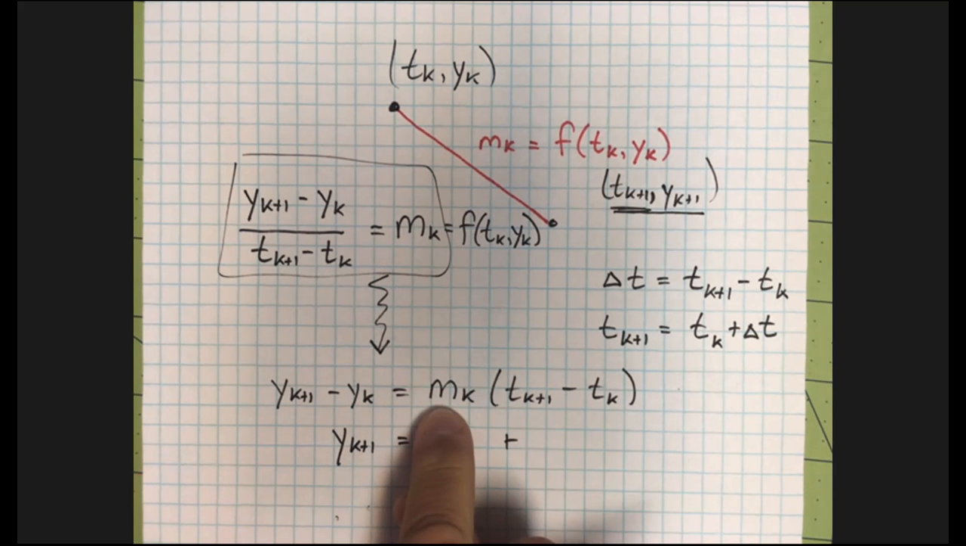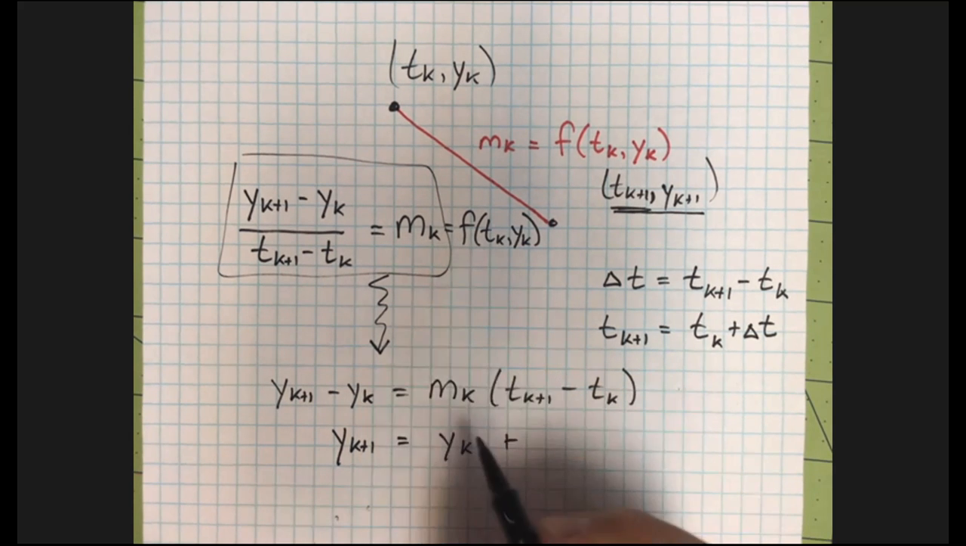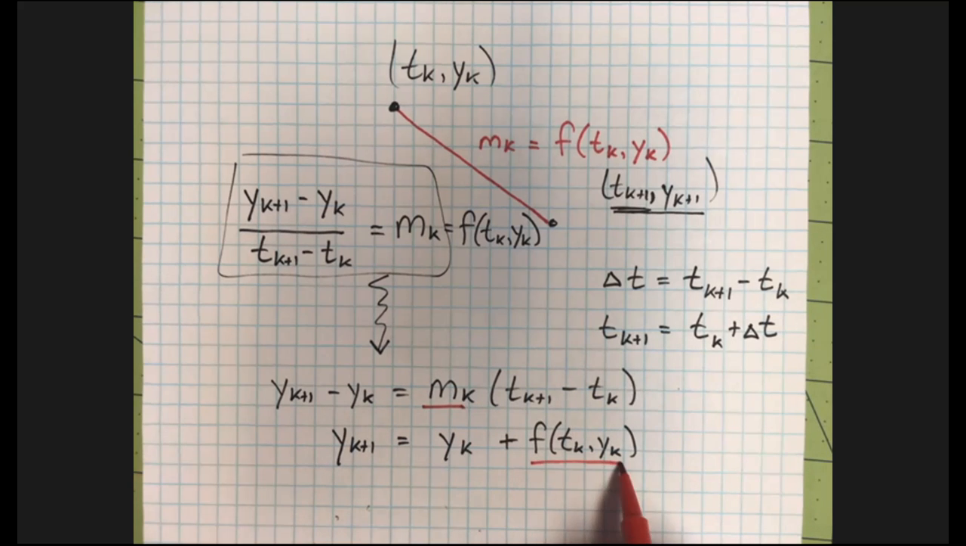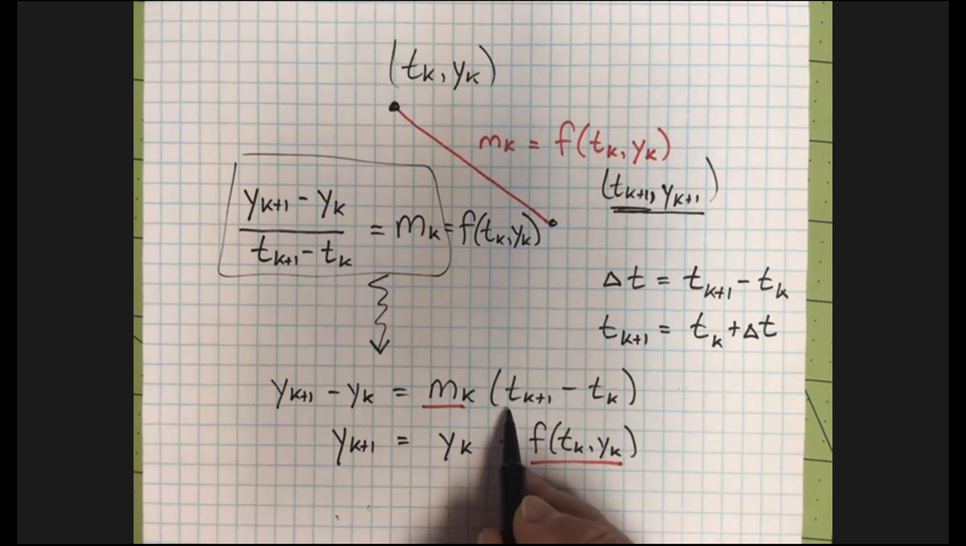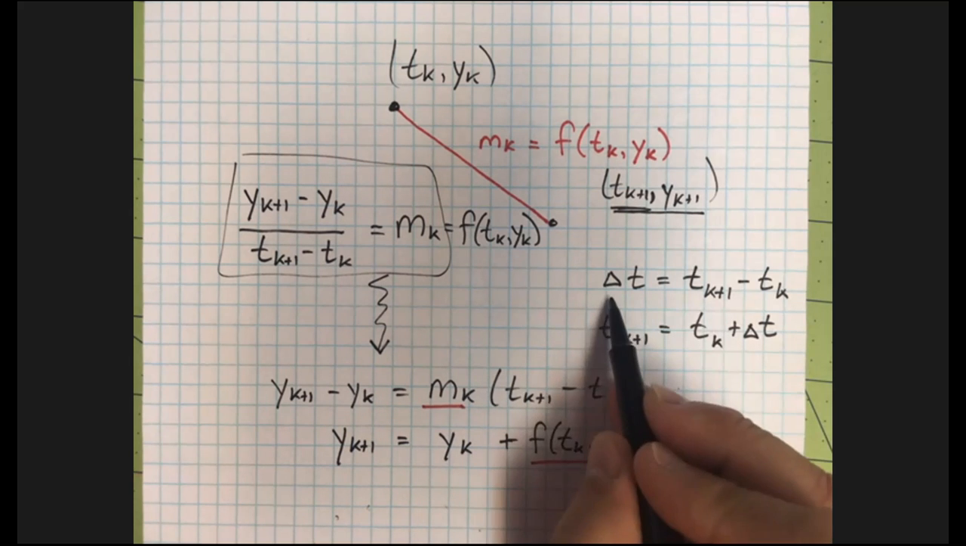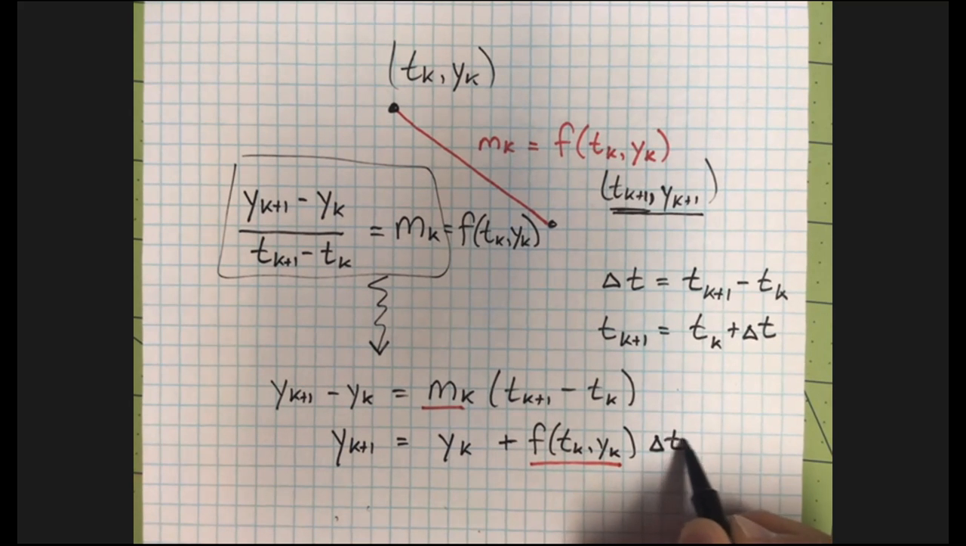M_k came from my slope-o-meter, which was the differential equation, right? So I'll put in f of t_k, y_k here. That is the slope. And this t_{k+1} minus t_k, well, I had a shorter name for that. It's my elapsed time. It's the delta t.